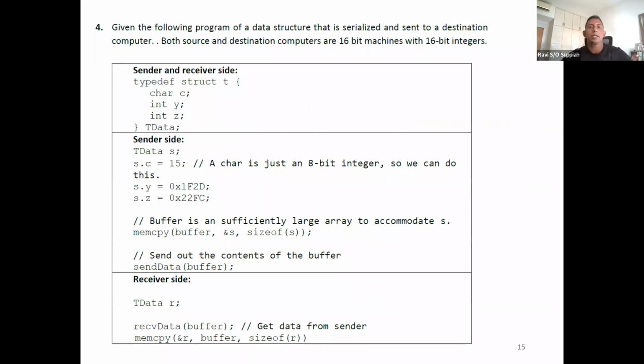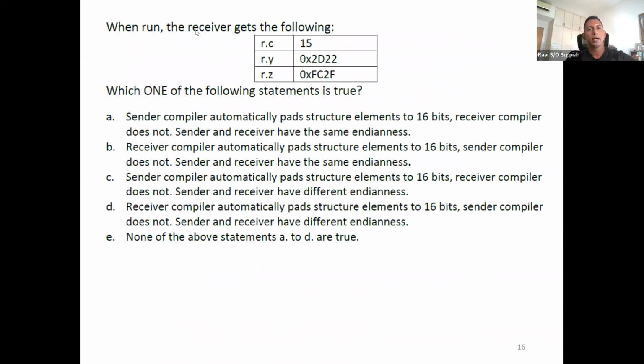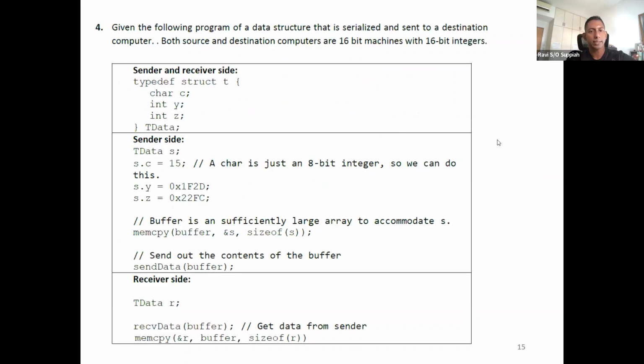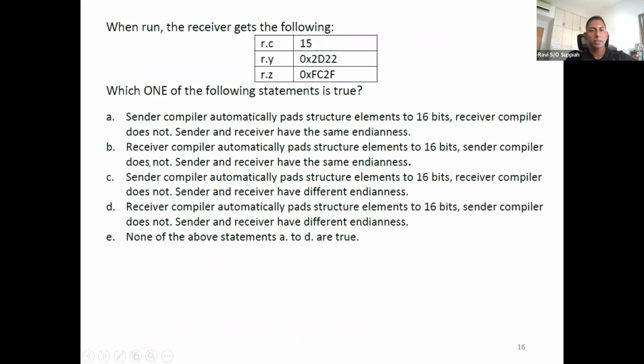In this question, similar to what we did in the studio, we have a structure which we have declared, and we have the sender and the receiver. Both use the same data structure, the T data, and you send this, and over the receive side you receive it. So what is the question? The receiver gets the following. What did the sender send? The sender sent this information, but the receiver received this. Let's look at this.